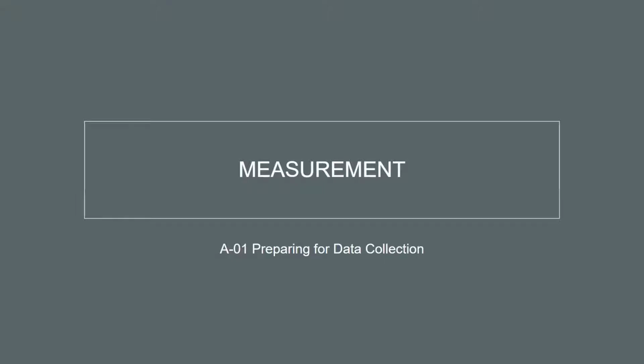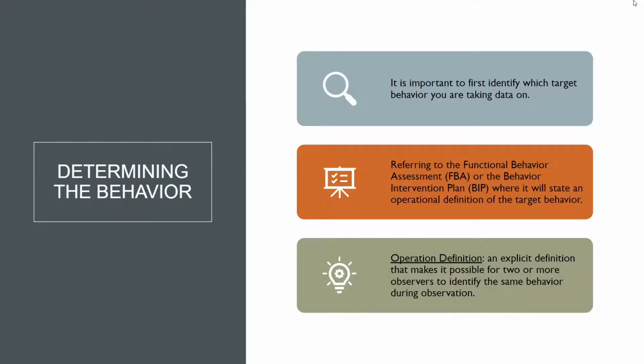Let's begin. When determining behavior, you first want to identify which target behavior you are focusing on taking data on. It is important to utilize and refer to any assessments, such as an FBA, where the operational definitions are located. Operational definitions are explicit definitions that makes it possible for two or more observers to identify the same behavior during observations.